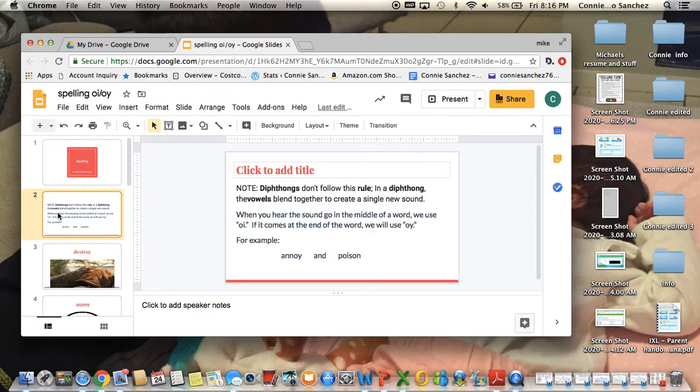So there are rules to diphthongs. They don't follow the regular vowel team rule. With these vowels, they blend together and they create one single new sound. So when you hear the sound, it's oi, with the OI and the OY. It can be confusing sometimes because you might think, is it the OI or the OY when you are spelling a word out? So there is a rule to it.